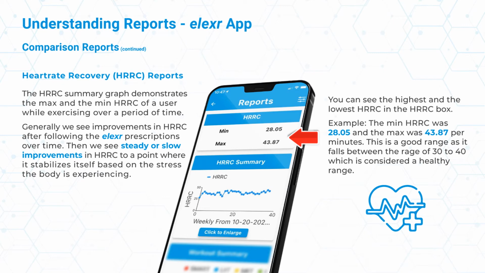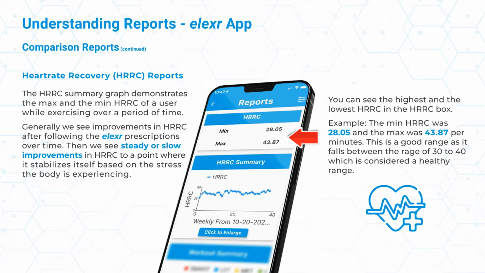Heart rate recovery, HRRC reports. The HRRC summary graph demonstrates the max and the min HRRC of a user while exercising over a period of time. Generally, we see improvements in HRRC after following the elexr prescriptions over time. Then we see steady to slow improvements in HRRC to a point where it stabilizes itself based on the stress the body is experiencing. You can see the highest and the lowest HRRC in the HRRC box.